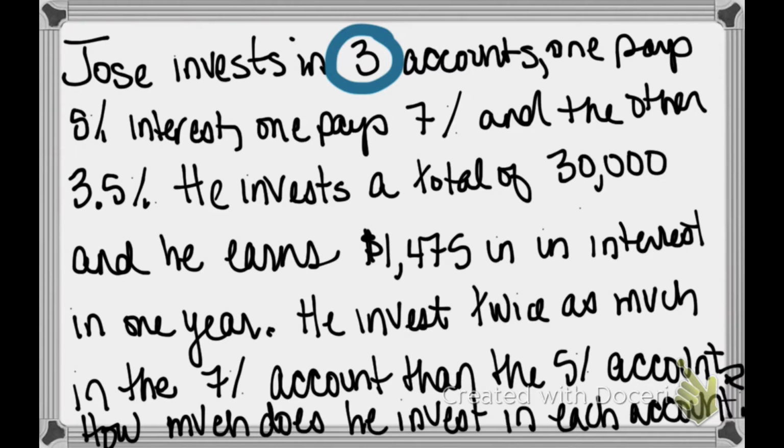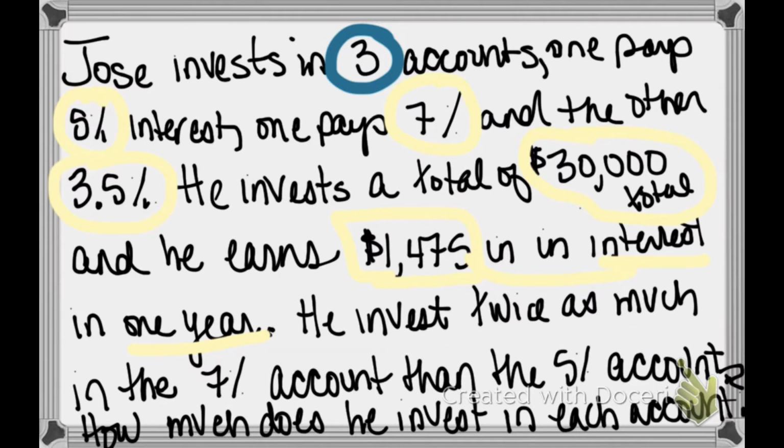You might be sort of used to that question, being in an algebra class. You need to know that he's investing in three accounts, so 5%, 7%, and 3.5%. Also that he has a total investment of $30,000 and a total interest of $1,475, and that's the total interest in 1 year. And it's simple interest. And also there's this relationship, twice as much in the 7% account as the 5% account. We're going to come back to that one.